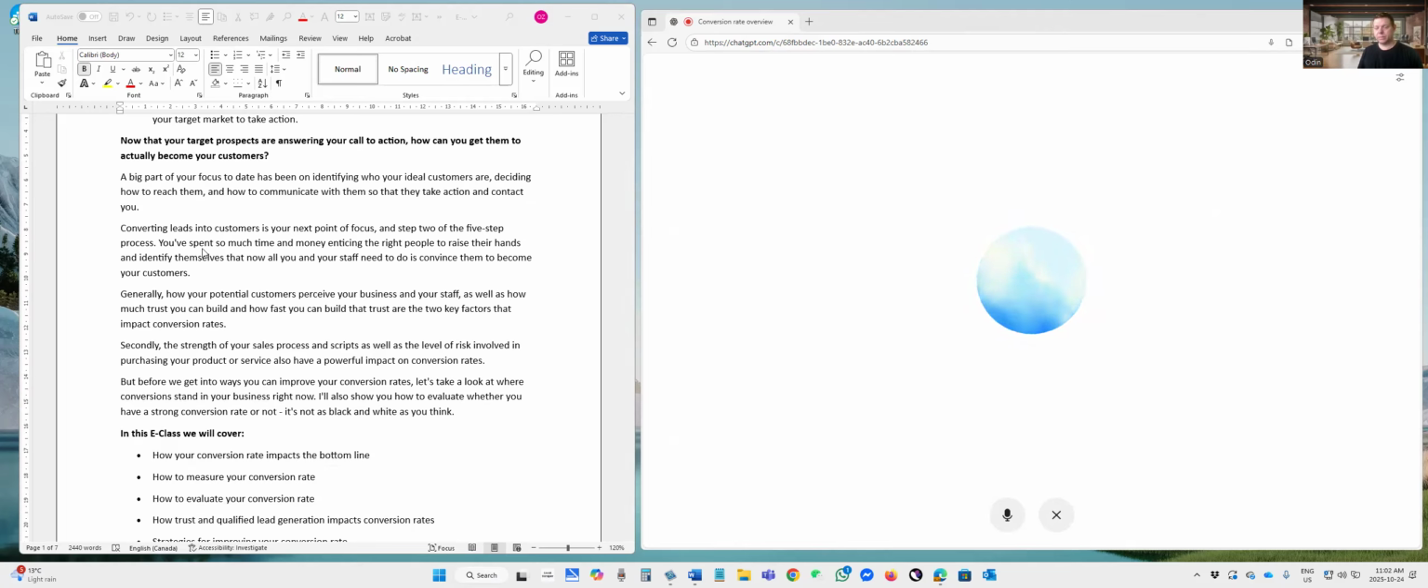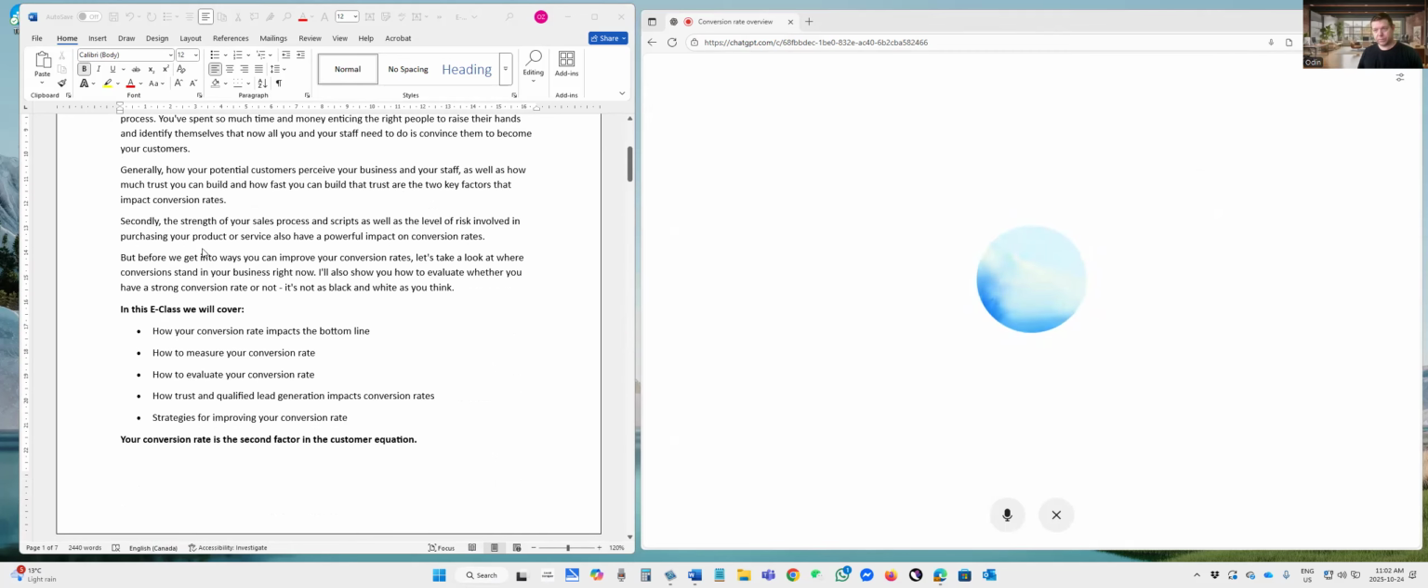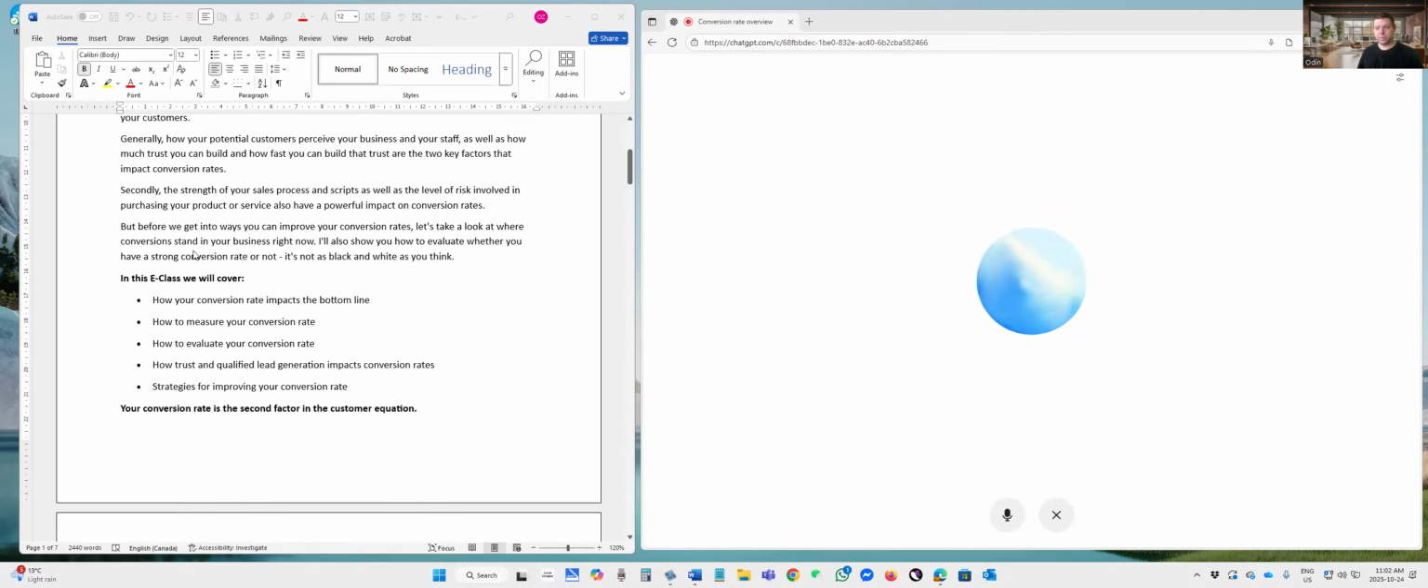Generally, how your potential customers perceive your business and your staff, as well as how much trust you can build and how fast you can build that trust, are the two key factors that impact conversion rates. Secondly, the strength of your sales process and scripts, as well as the level of risk involved in purchasing your product or service, also have a powerful impact on conversion rates. That should be about the first page. Let me know if you want to keep going or if that helps for now. Yeah, keep going.